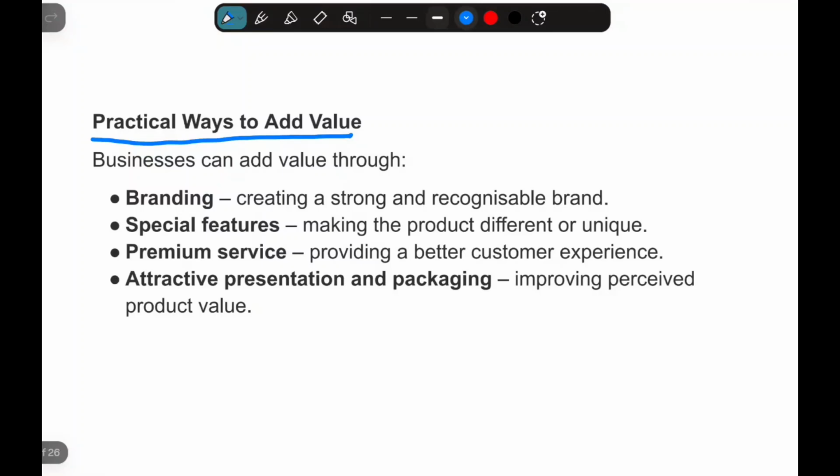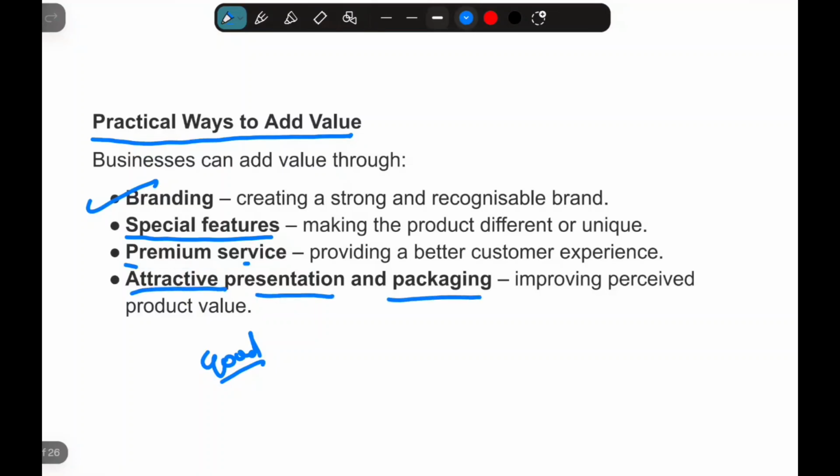Practical ways to add value. Branding: if we establish our brand, the customer will be willing to pay a higher price. Special features: making the product different or unique, so the person purchasing our product will definitely pay a higher price. Premium service: if our service is very good or premium, the customer will definitely pay more.